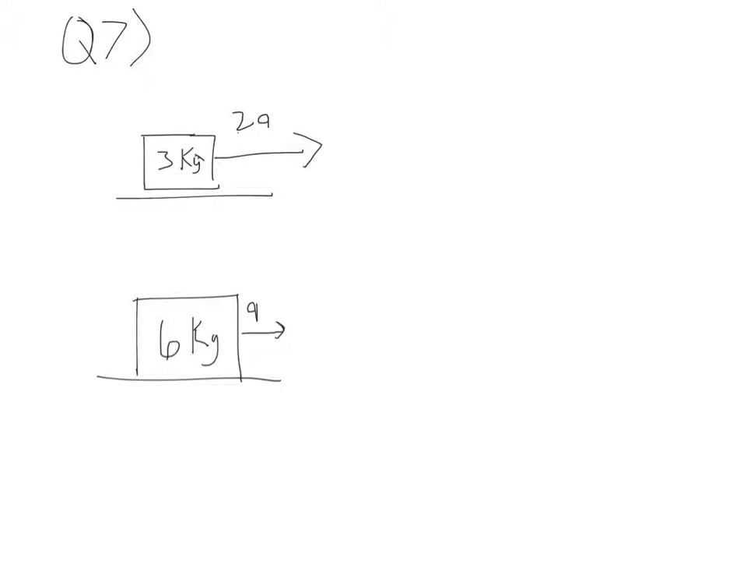For question 7, we have a 3 kilogram block and a 6 kilogram block, and the 3 kilogram block is accelerating at twice the rate of the 6 kilogram block. So if the acceleration for the 6 kilogram block is a, the acceleration for the 3 kilogram block is twice as much, so it's 2 times a, or 2a. Okay, so we know that F net equals m times a, and it's asking, is the net force acting on the 3 kilogram block twice as large as that on the 6 kilogram block, because it's got twice as much acceleration?